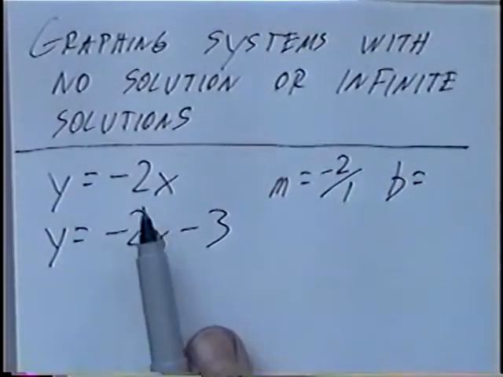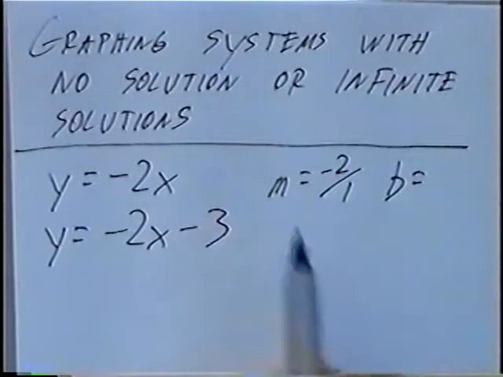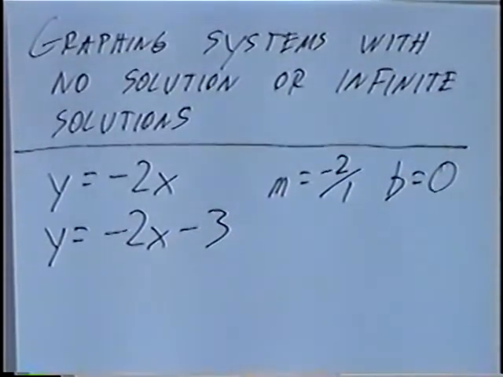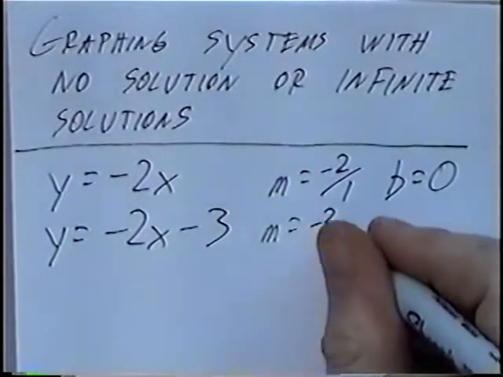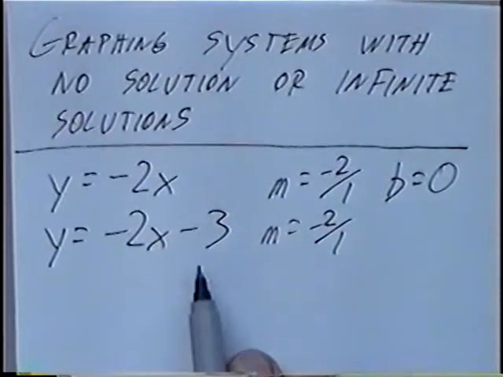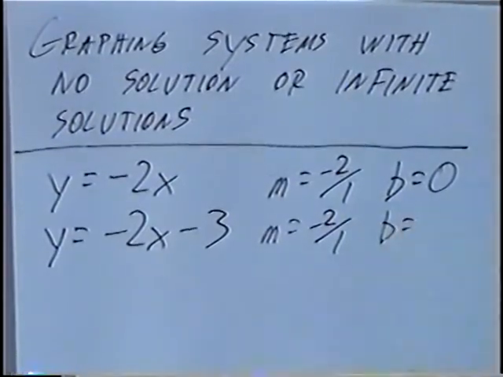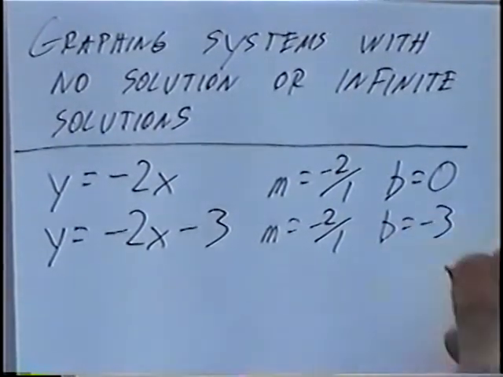And b, the y-intercept, the number after x, if there's no number there, b would be 0. And the second equation, m equals negative 2, so we'll have the same slope, negative 2 over 1, and the b value, or the y-intercept, would be negative 3.